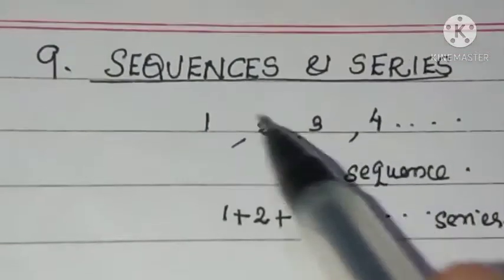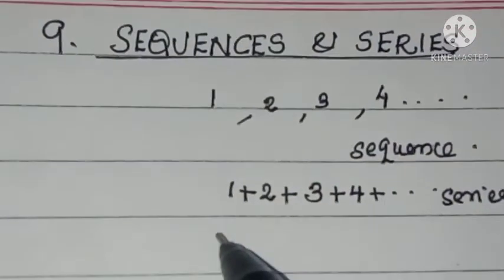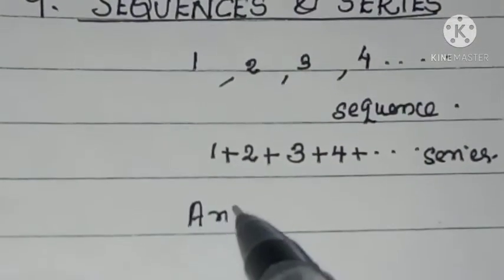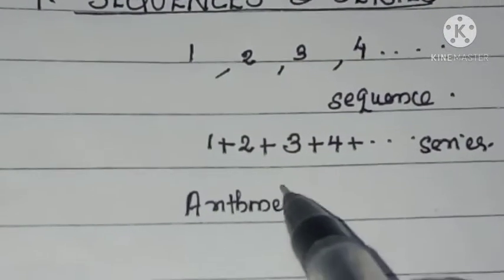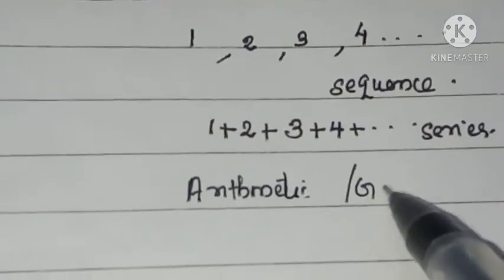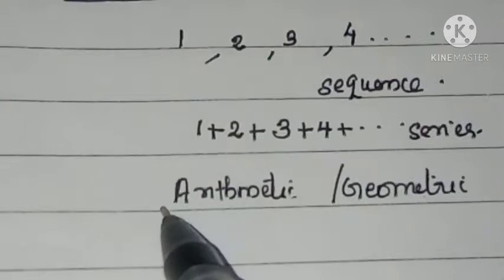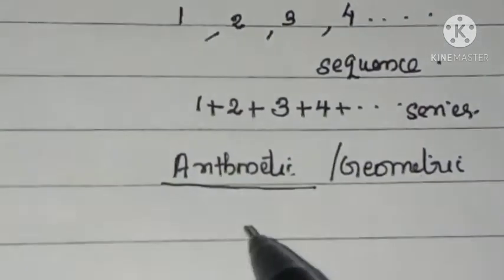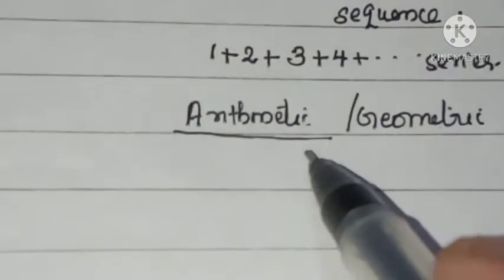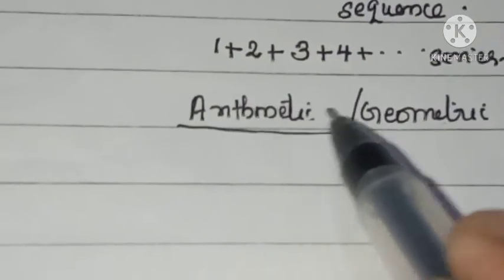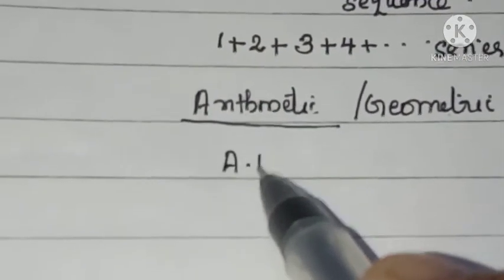So in this chapter we are going to discuss two types of sequences: arithmetic progression as well as geometric progression. This arithmetic progression you learned in an earlier class. In class 10 you already learned what is an arithmetic progression, or simply AP.